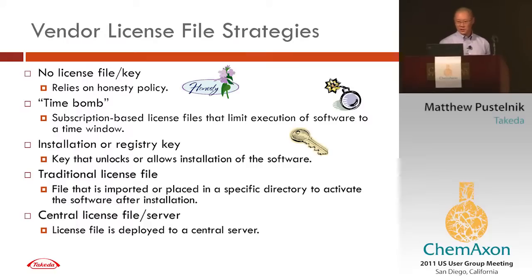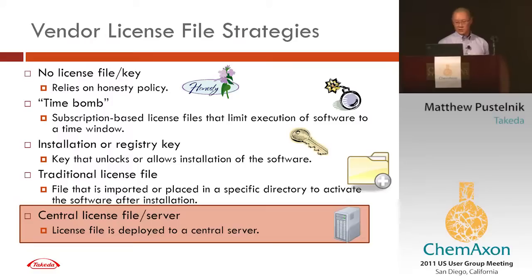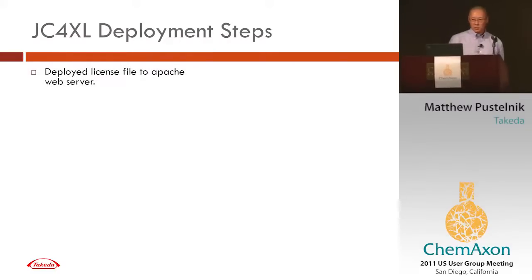Installation of a registry key, traditional license file, and then the central license file server. We chose to actually deploy JChem4XL using the central license file server. And this has been definitely something easy for us. And like I said earlier, maintenance and support was paramount for us. So we chose that.